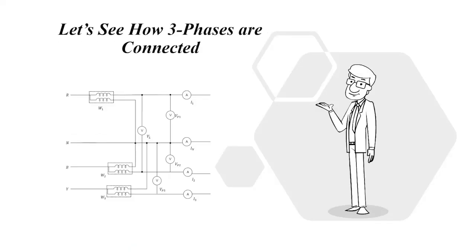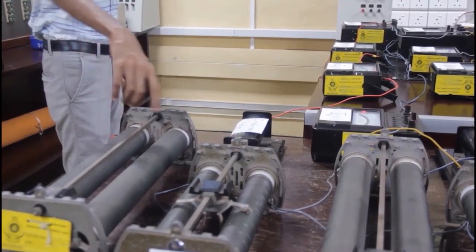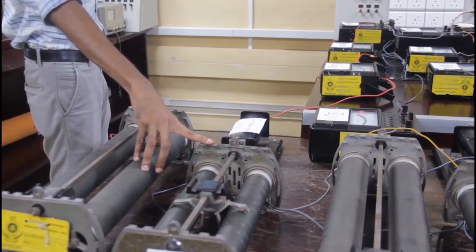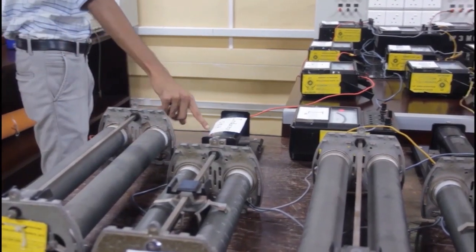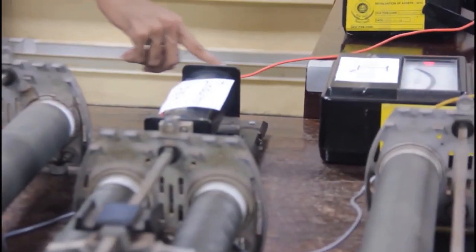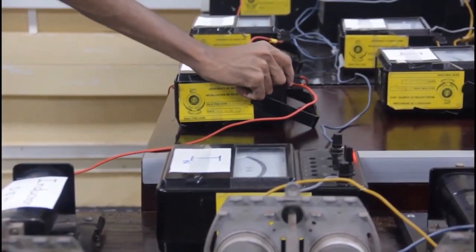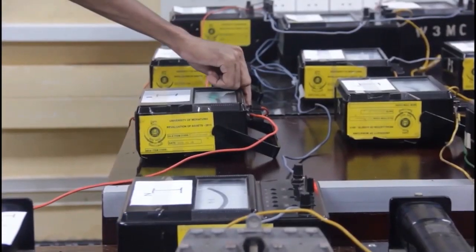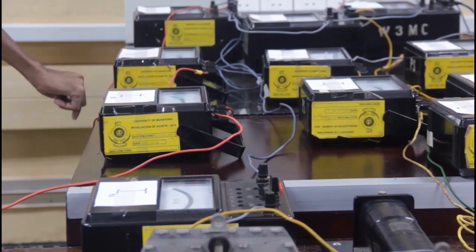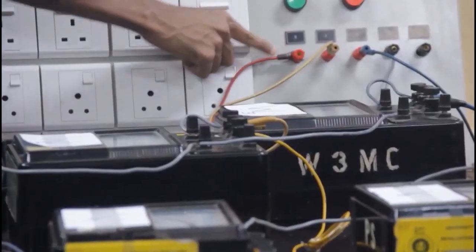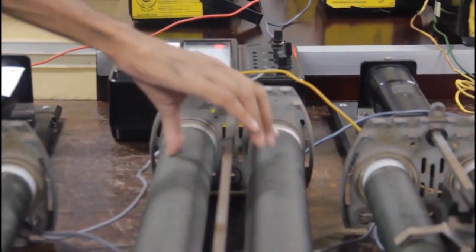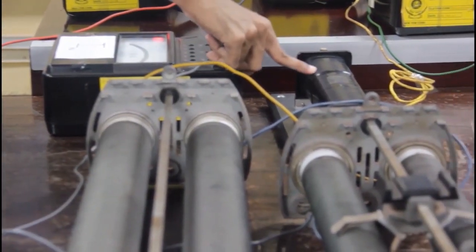Let's see how the 3 phases are connected. In phase R, from the 2 rheostats connected in series, the conductor or wire goes to one terminal of the inductor. The other terminal is connected to the ammeter. The ammeter is connected in series with the current coil of the voltmeter and finally connected to the phase R terminal of the panel board. Phase Y is also connected in the same manner.